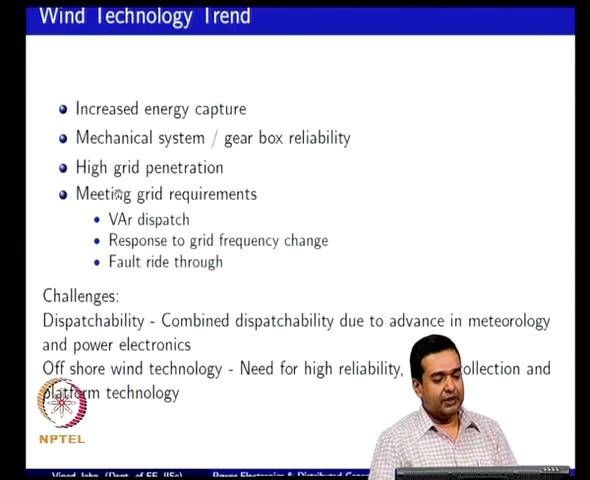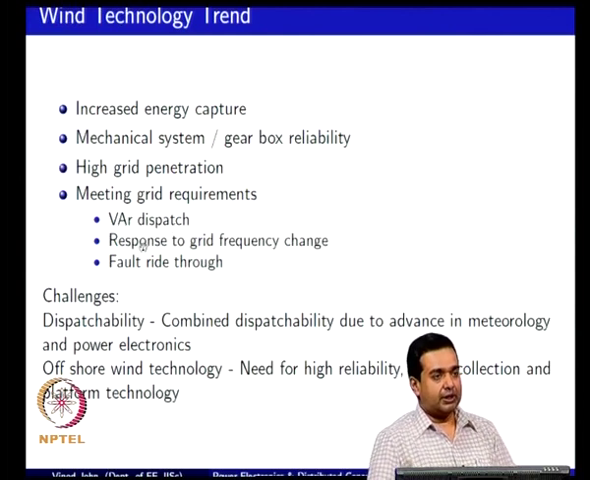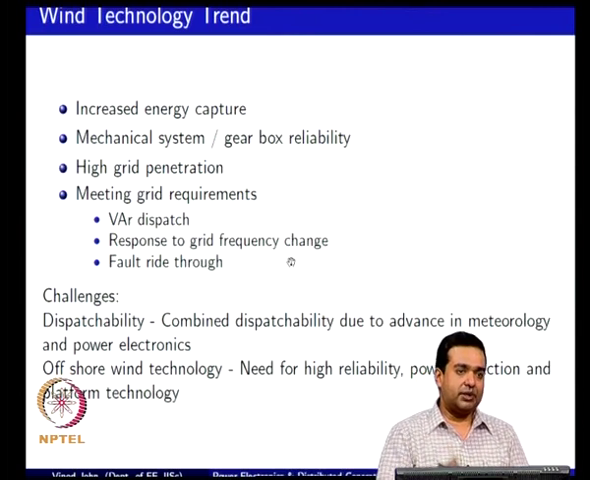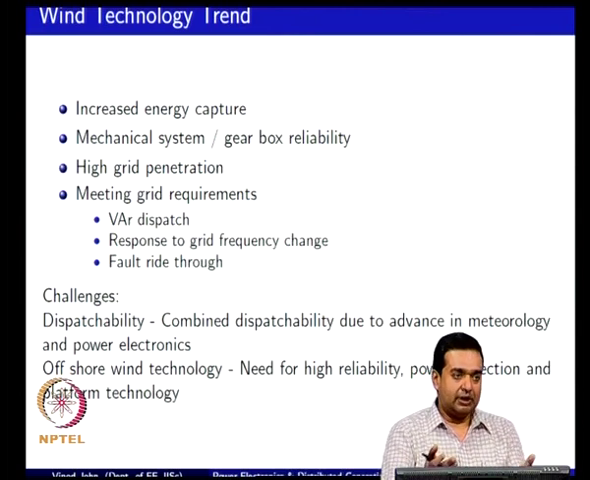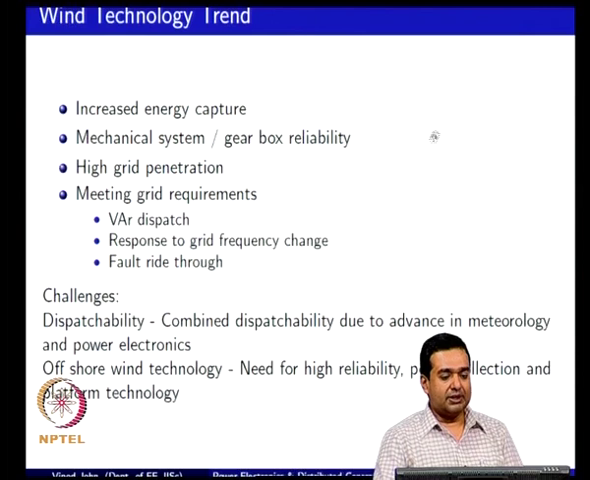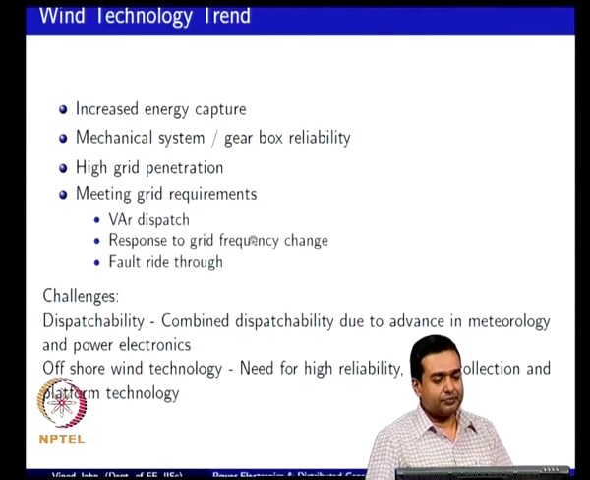grid side. So, meeting some of the requirements like dispatching reactive power to support the grid, responding to grid frequency changes. So, if the grid frequency rises suddenly, you could cut down on the power that is sent out to the grid and help stabilize the grid. Obviously, the turbine cannot increase the power beyond what is already available from the wind, but you can actually reduce the power and still operate.